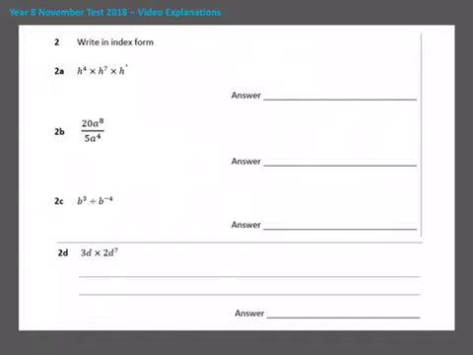And when we're multiplying we add the powers, so we are doing 4 plus 7 plus 1, and altogether that equals 12, and therefore my answer is h to the power of 12.